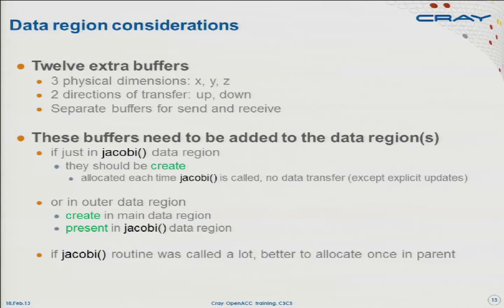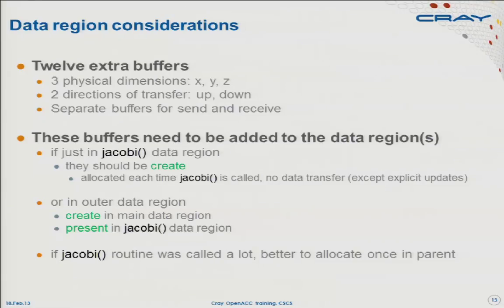So obviously, I need extra buffers. I need 12 buffers: X, Y, Z, up and down, and I need that for send and receive. So these buffers will need to be added to the data regions, because I don't want to move them unnecessarily, and ideally, I'd like to create them once. So ideally, I'd like to go up to the main program and put them in the main data region, so I never need to worry about creating these. So I would say they're present in the Jacobi routine, or create in the main data region.